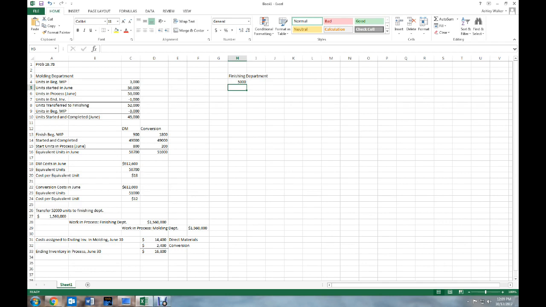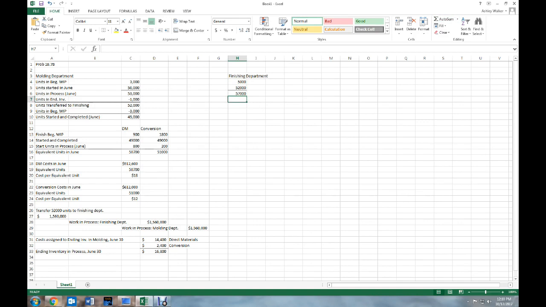So units started in June. What would that have been? That can be a little bit of a puzzle here. How many units would we have started in June? Hopefully you've gone back and looked at molding and said, okay, if finishing has it, guess where it had to have come from? It had to have come from molding. Finishing has those units. Units transferred to finishing. That would have been what they started in June. So adding those two together has to be the number of units that we started during June.